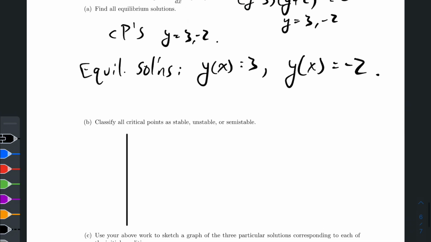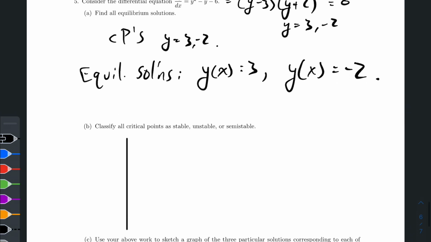Okay, so 3 and negative 2. So put negative 2 here. I'll put 3 up here. And then I just need to figure out if our derivative is increasing or decreasing on each of these 3 intervals. So if y is bigger than 3, so y prime is equal to y minus 3 times y plus 2, right?